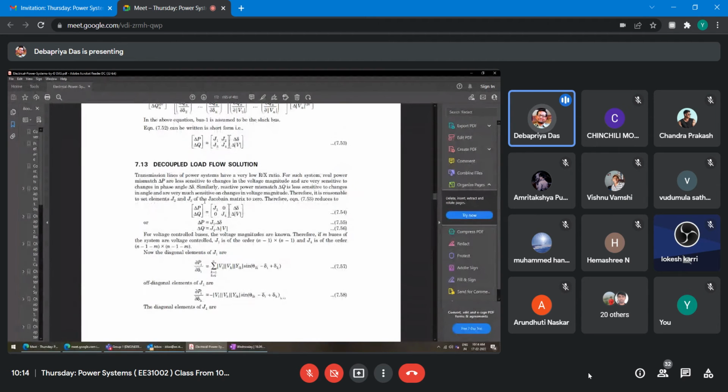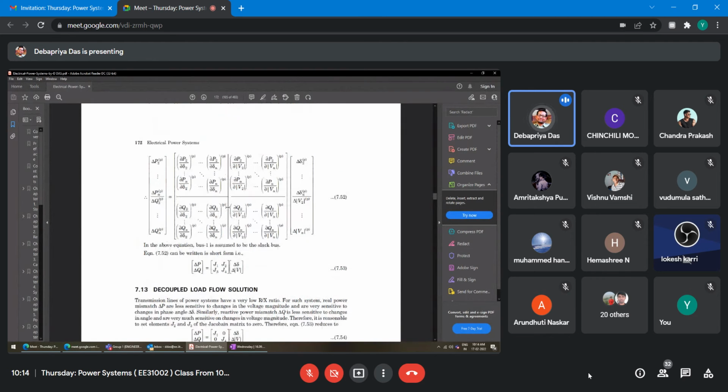In that case, what will happen? Delta P and delta Q is J1. This is 0. This is actually 0. That is a 0 matrix. All elements are 0. This is also 0 and J4. So for easy computation, J2 and J3 will not be there.